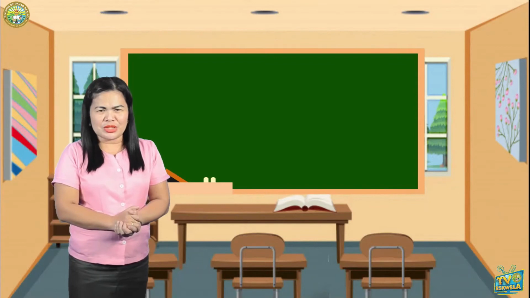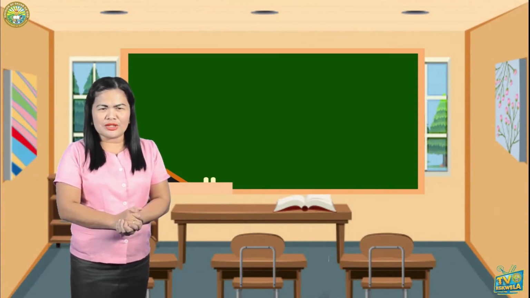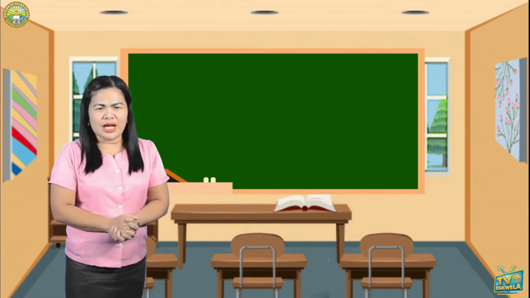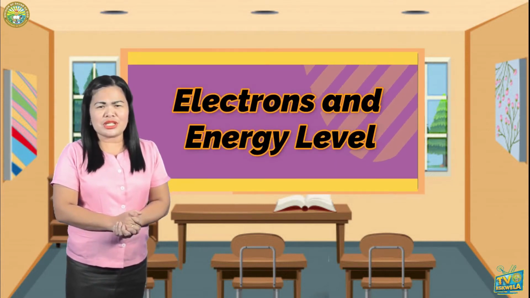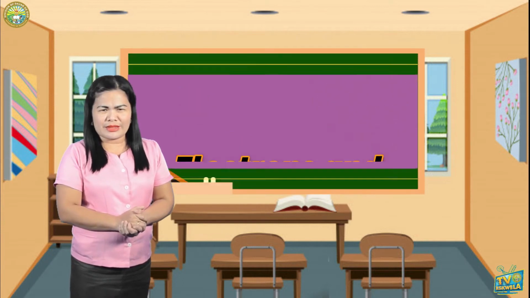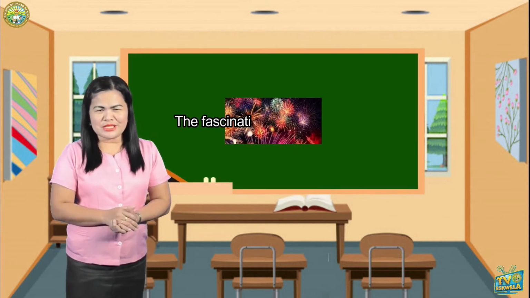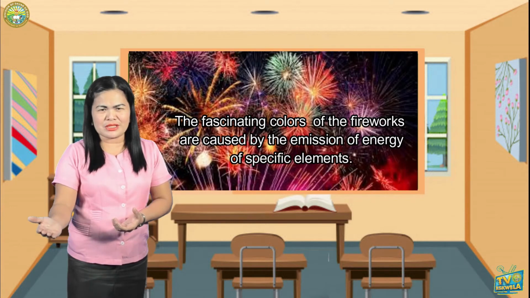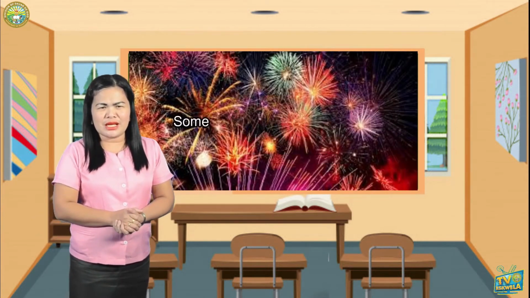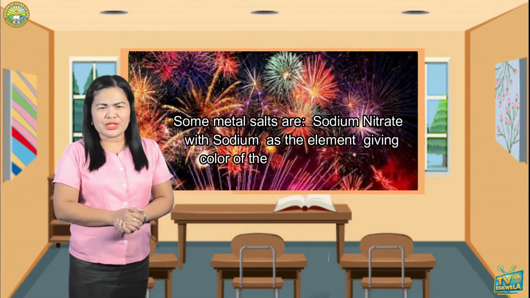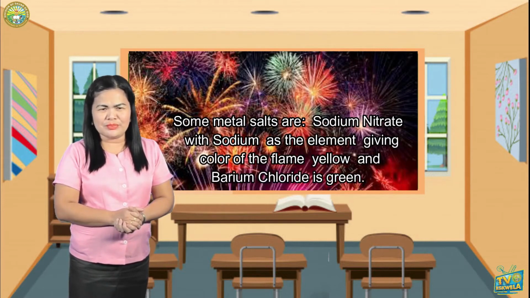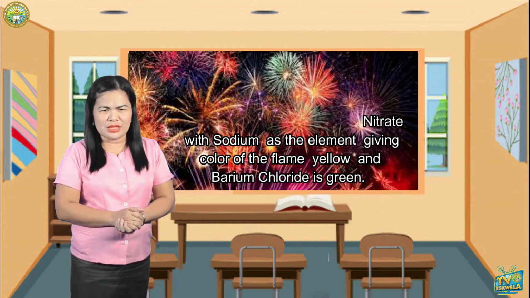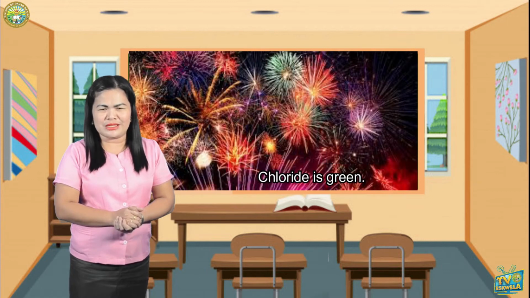Before we will start with our new topic, let us have a short review on the previous lesson about electrons and energy level. The fascinating colors of the fireworks are caused by the emission of energy of specific elements. Some metal salts are sodium nitrate with sodium as the element, giving color of the flame yellow, and barium chloride is green.